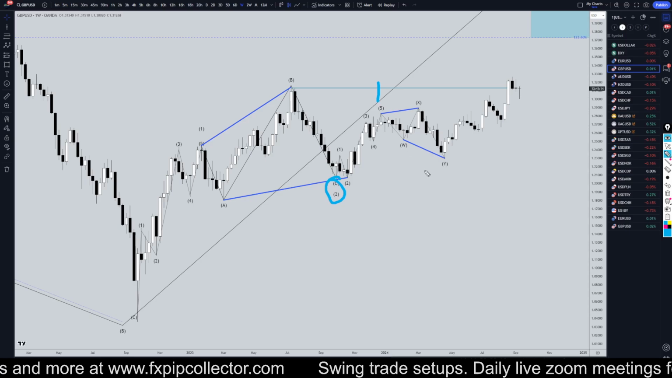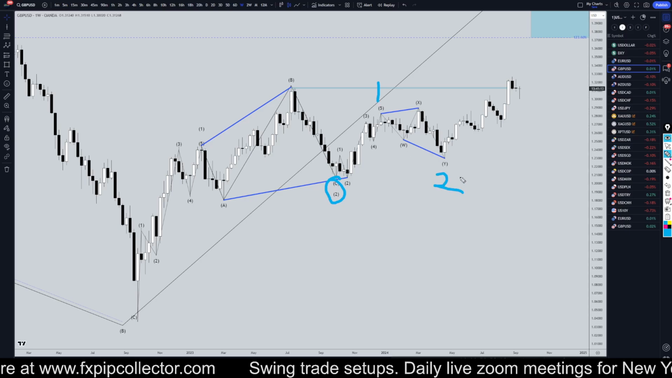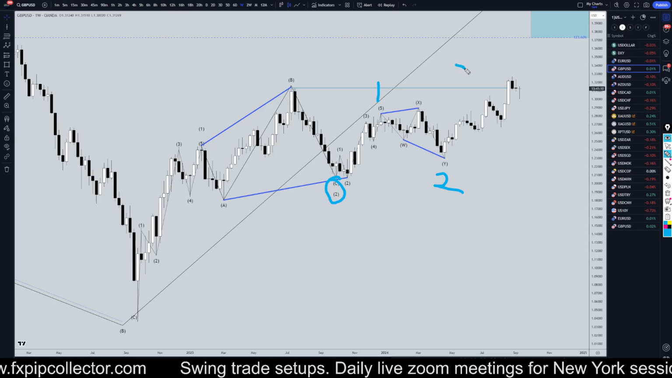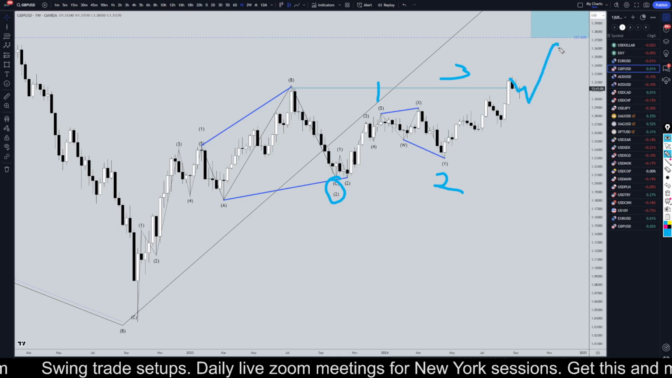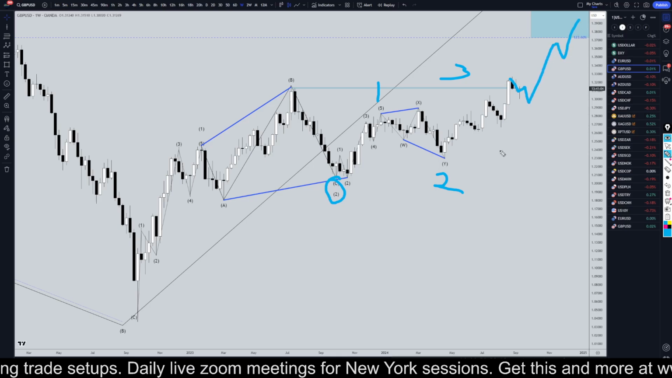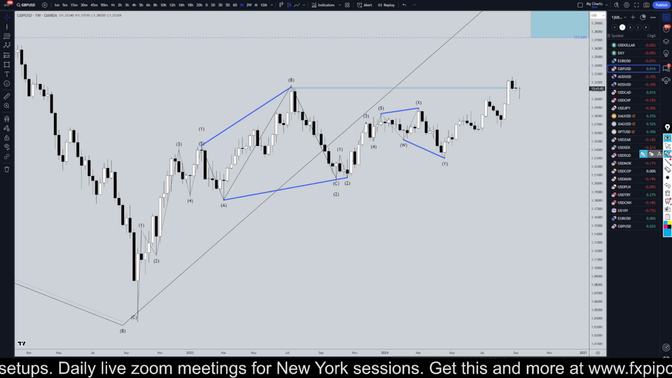I think this is a 1. I think this is a 2 of wave 3. So 1 of 3, 2 of 3, and we're most likely in that wave 3 of 3. A wave 3 is supposed to be the biggest, strongest wave of a trend, so it should continue to make higher highs, higher lows, at least on these higher time frames.